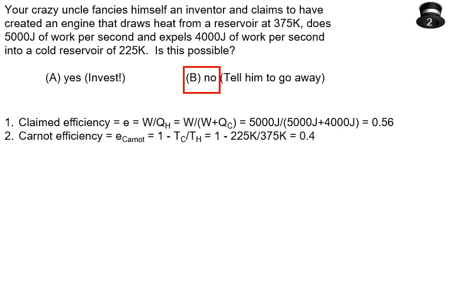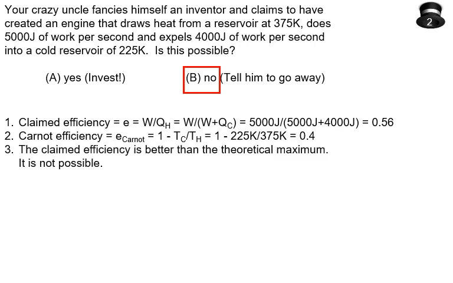Now let's do our Carnot case. So for the Carnot, what's the temperature of our cold reservoir and the hot reservoir? Well, that's 225 Kelvin divided by 375. So we subtract that from 1 and we get 0.4, which is the maximal efficiency that you could possibly have. So the claimed efficiency is better than the theoretical maximum, which isn't possible. So the claimed efficiency is wrong. One of those numbers is made up somehow. In all likelihood, the work done is a lot less than you think it is, or perhaps there's a lot more exhaust produced than you think.